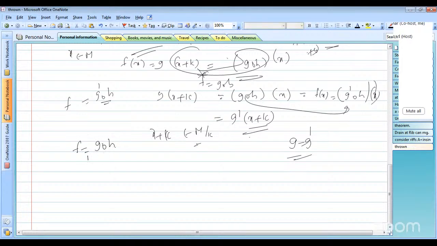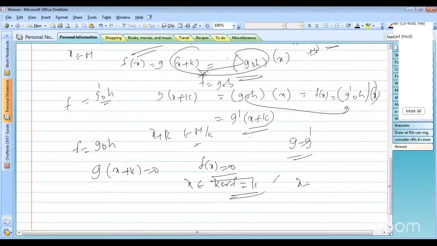So therefore also g of x + K is equal to 0. Therefore x belongs to kernel f. X belongs to kernel f also means x + K is equal to K, which is the zero element in M/K. Therefore g is a monomorphism. So monomorphism means g is an isomorphism.